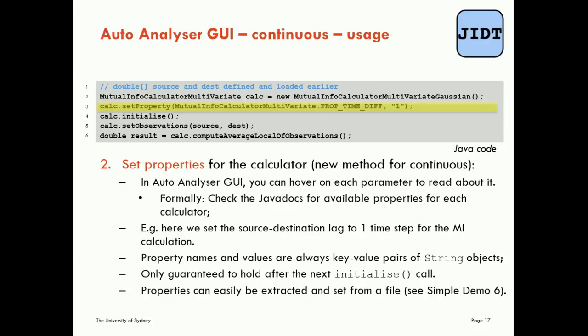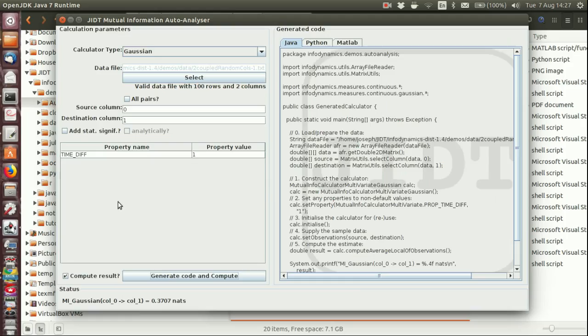So in the Auto Analyzer GUI, you can hover on each parameter to read about the options that you have. And we've seen this before for the discrete valued estimators. Again, here, if we hover, we see the description for the time difference property. The different calculator types will have different properties. We're looking here at the Gaussian model estimator, which is very simple. Others have more complex property sets. In any case, when you set them to a non-default value, you will get steps generated here at step 2, different set property calls for each one.